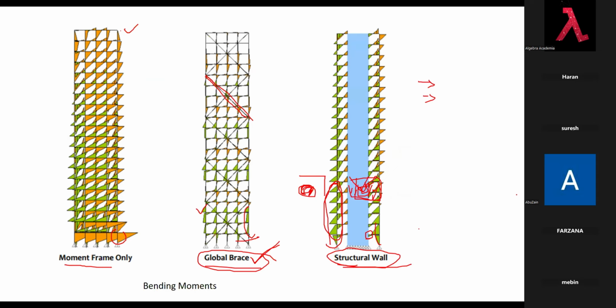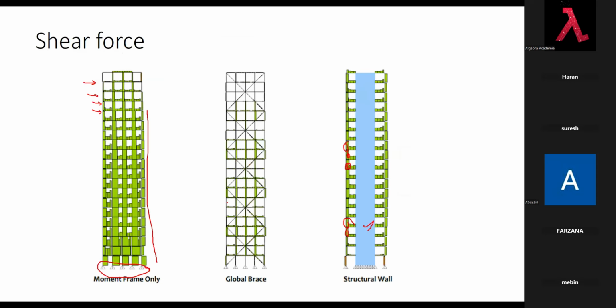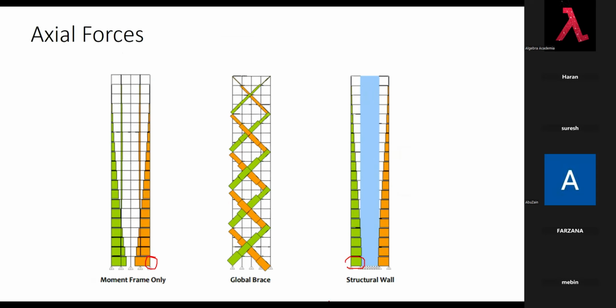So we'll come back here. We will see here that the demand is reduced. In moment resisting frame, the demand is high. Similarly for shear force and axial force.